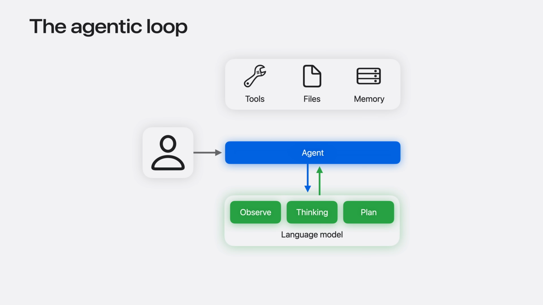The agent talks to the model to decide what to do. Then, it calls tools to actually do it: running commands, reading files, hitting APIs. It observes the results and goes back to the model to figure out the next step. User to agent, agent to model, agent to tools. This is the agentic loop, and it keeps cycling until your task is done.